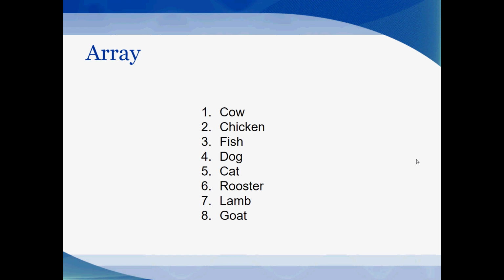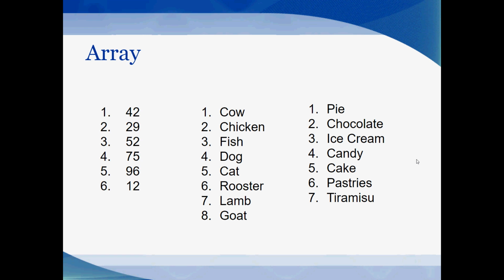Now the simplest type of data structure there is called an array, and that's just a list. So here I have a list of animals, you could have a list of desserts, I have a list of numbers. That's all it is, just a list.